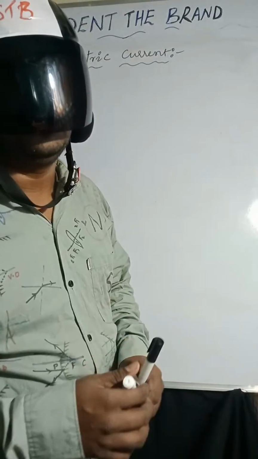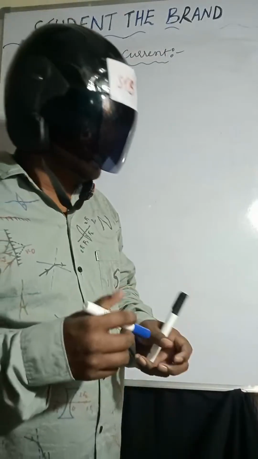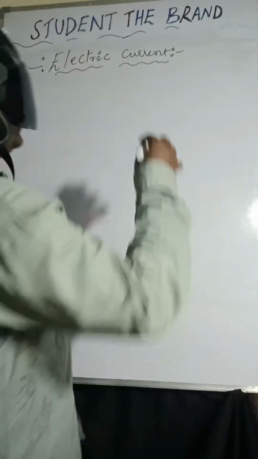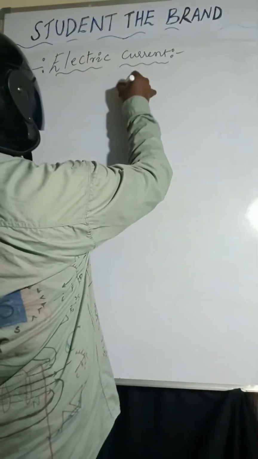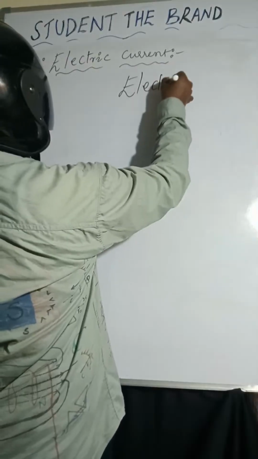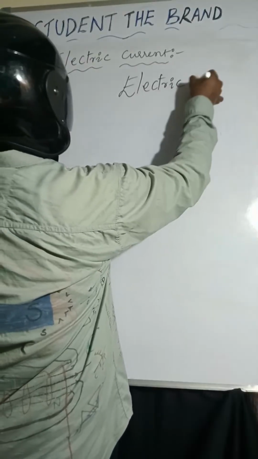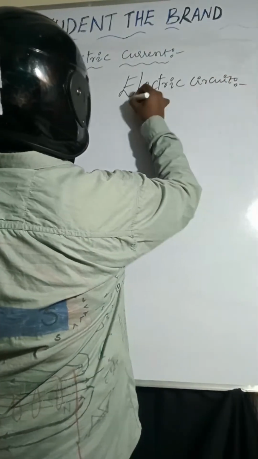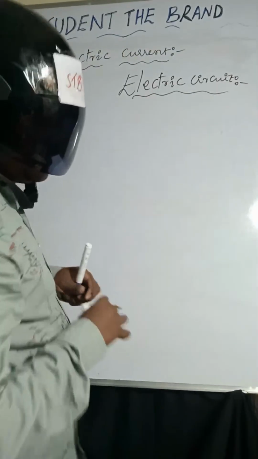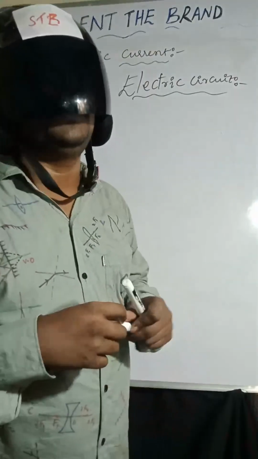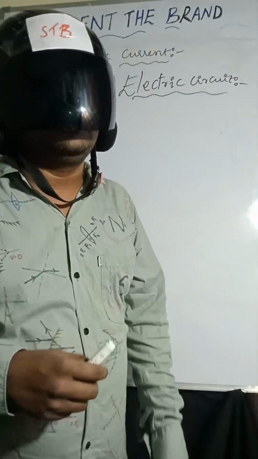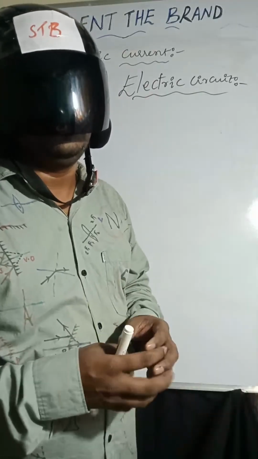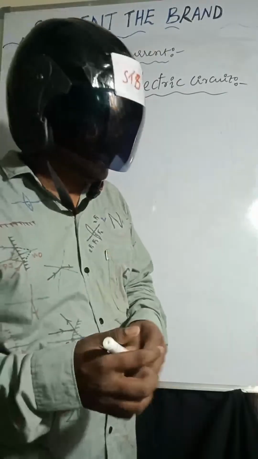Now we will discuss the electrical circuit. An electric circuit is nothing but a continuous and closed path of an electric current. A continuous and closed path of an electric current is known as an electric circuit.